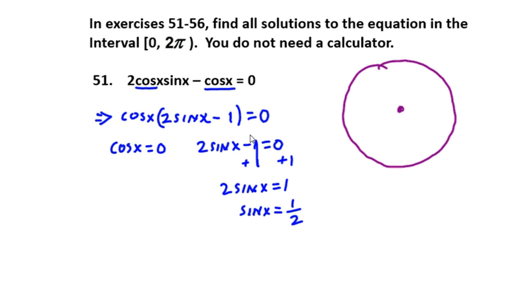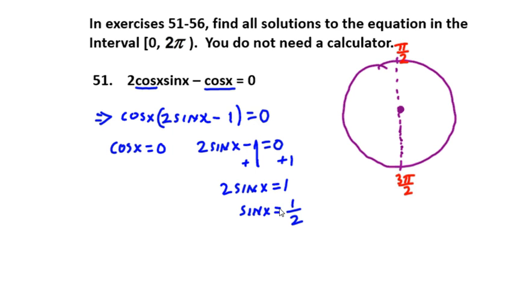Let's take the cosine x. Cosine has to do with the x-coordinate, and the x-coordinate is going to be 0 all along the y-axis. So if we go to the very top, we have a cosine of 0 at pi over 2 at the top of the unit circle, and at the very bottom also at 3 pi over 2. So those would be two of our solutions.